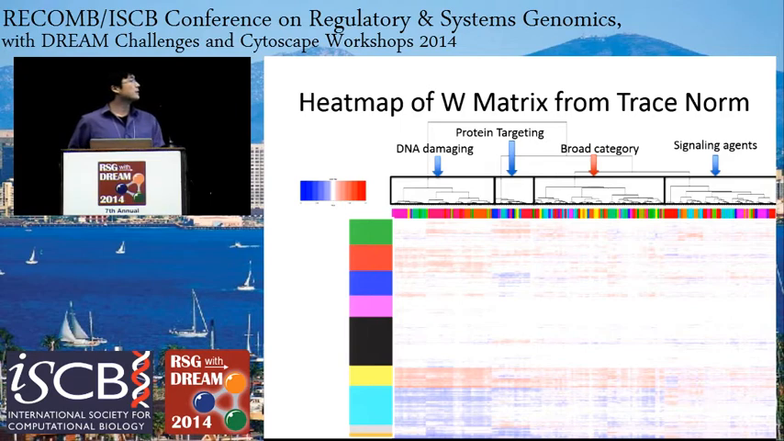So here, drugs in the first cluster are basically mostly DNA damaging agents. Drugs in the second cluster are targeting proteins. The third cluster is kind of a broad category, and the fourth cluster are mostly signaling agents.